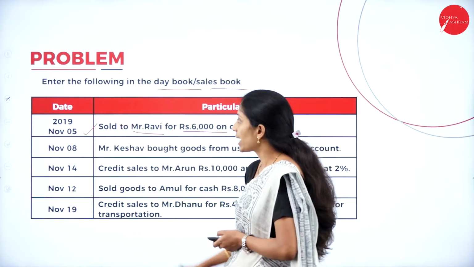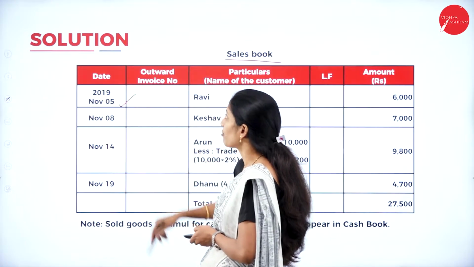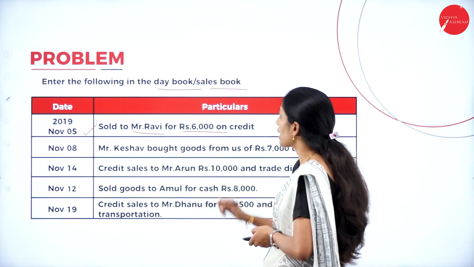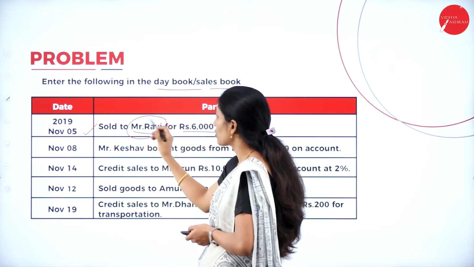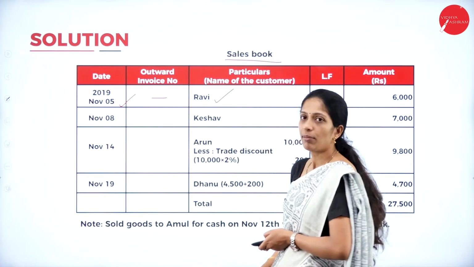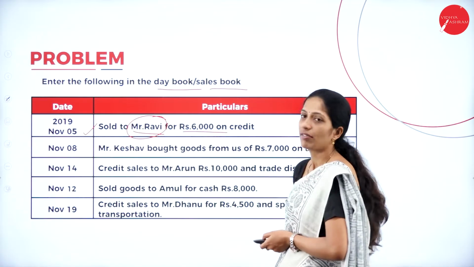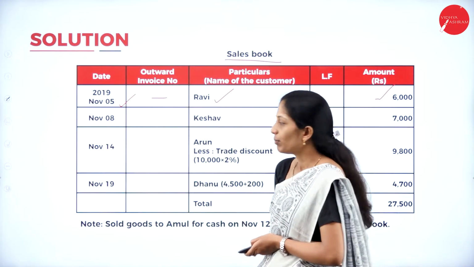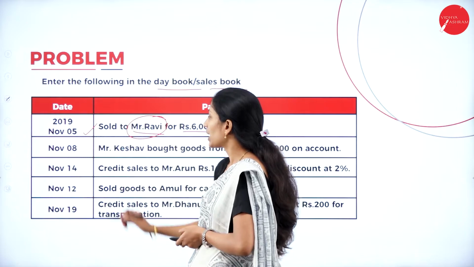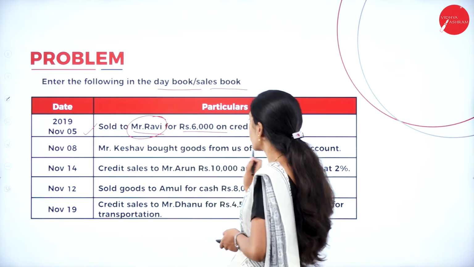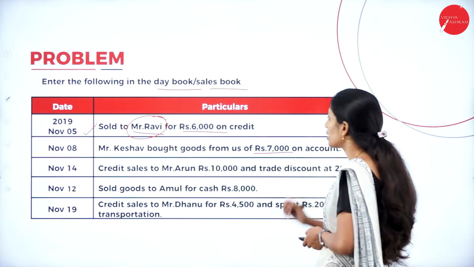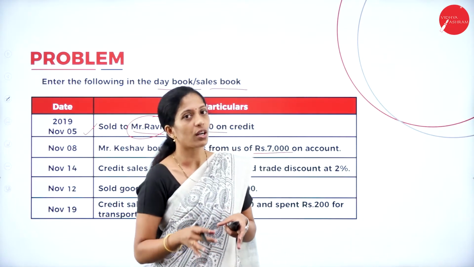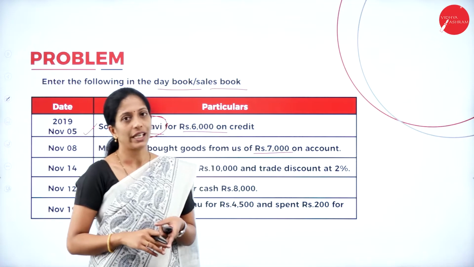So what is the first date? November 5th. There is no outward invoice number, so let it be dash, and name of the customer is Mr. Ravi. So write the customer name Ravi, and what is the amount they have directly given, that is 6,000. Okay, moving on to the next one, November 8th, Mr. Keshav bought goods from us for rupees 7,000 on credit. So Keshav has bought goods from us in the sense what? We have sold to Keshav.